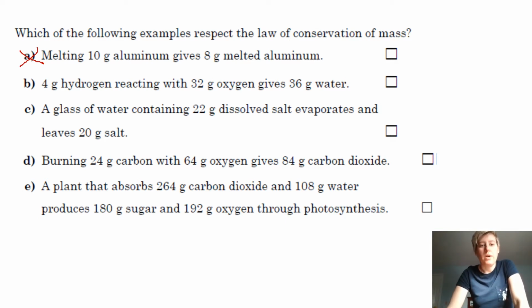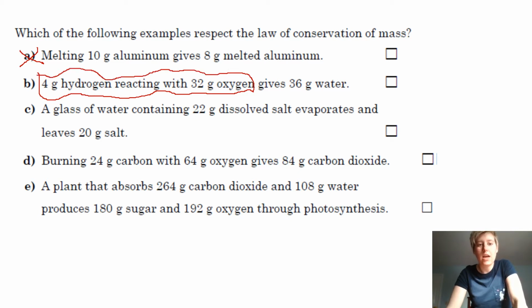If we look at the second one, 4 grams of hydrogen reacting with 32 grams of oxygen. The 4 grams of hydrogen and the 32 grams of oxygen would be our reactants. So if we add them together, 4 plus 32, we get 36. And do we have 36 grams of water produced? Yes, we do. So this is an example of the law of conservation of mass.